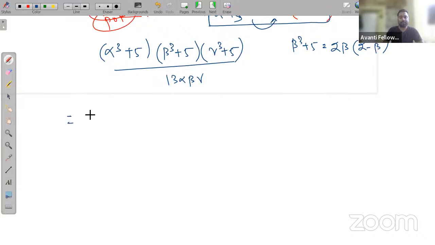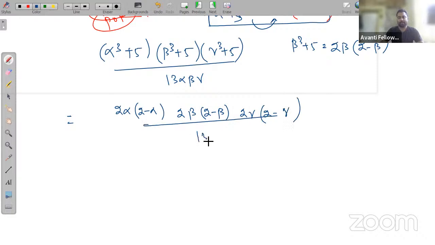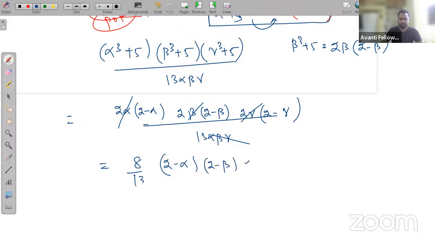So alpha plus 5 can be written as 2 alpha into 2 minus alpha, 2 beta into 2 minus beta, 2 gamma into 2 minus gamma upon 13 into alpha into beta into gamma. Right? So here you can see alpha, beta, gamma will be cancelled out. So what we are having is 8 upon 13 into (2 minus alpha) into (2 minus beta) into (2 minus gamma), right?